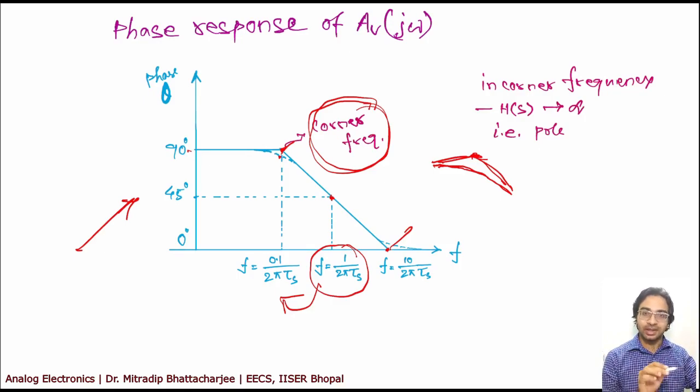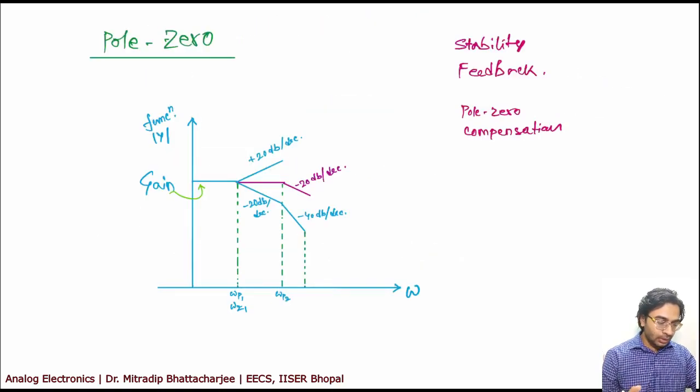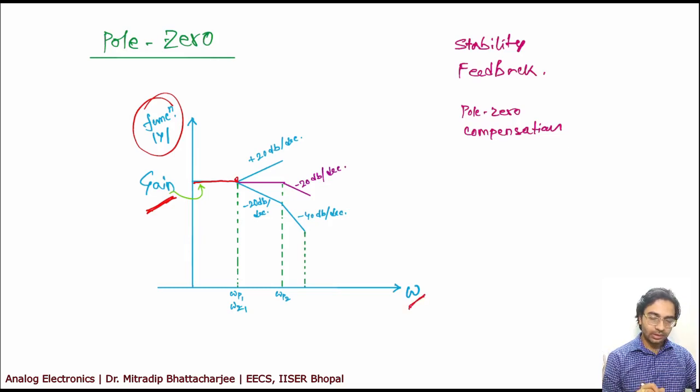Okay, and this is very important as well. So we will see in coming lectures. Now, what is the significance of pole and zero? Just to give you an idea, consider a function, okay, which is, say, a gain, which is constant with frequency for some time.